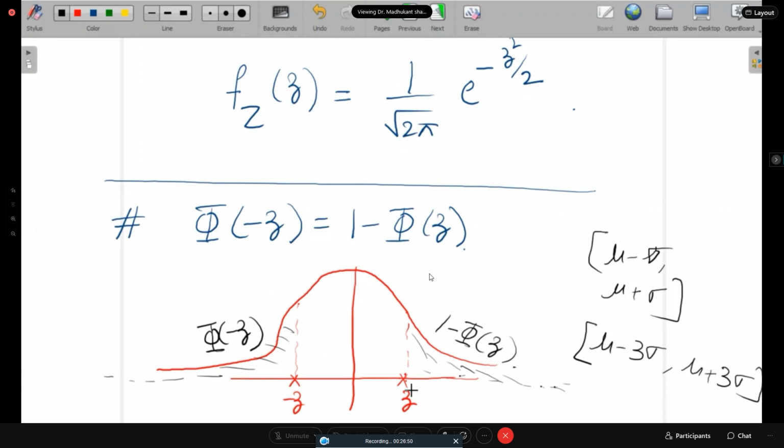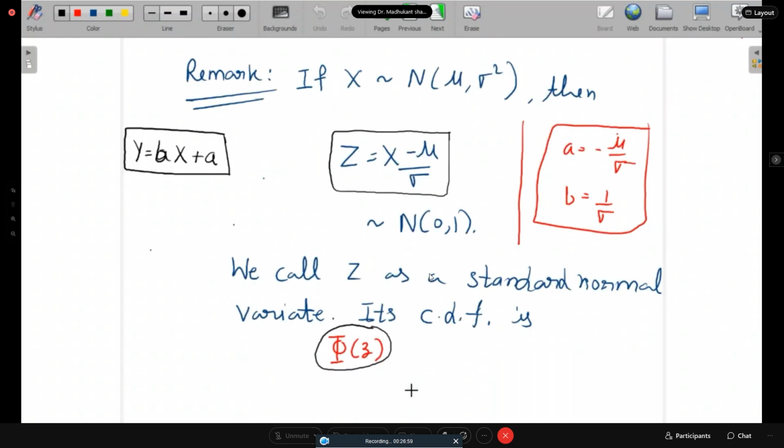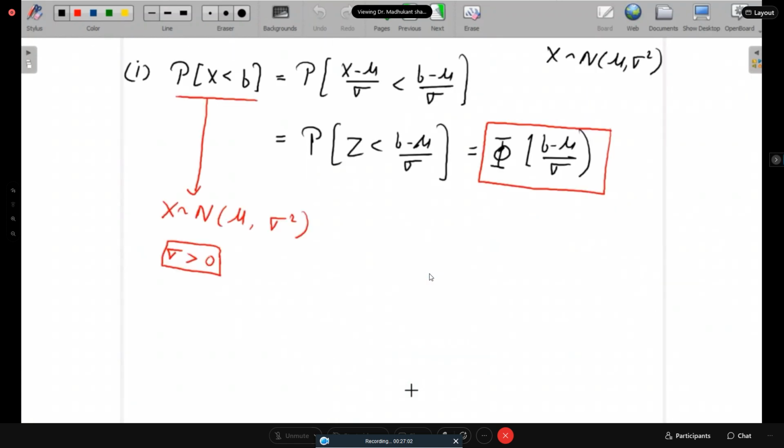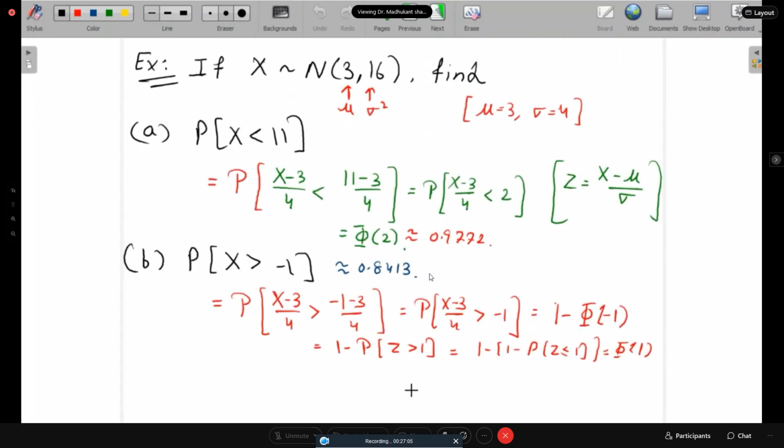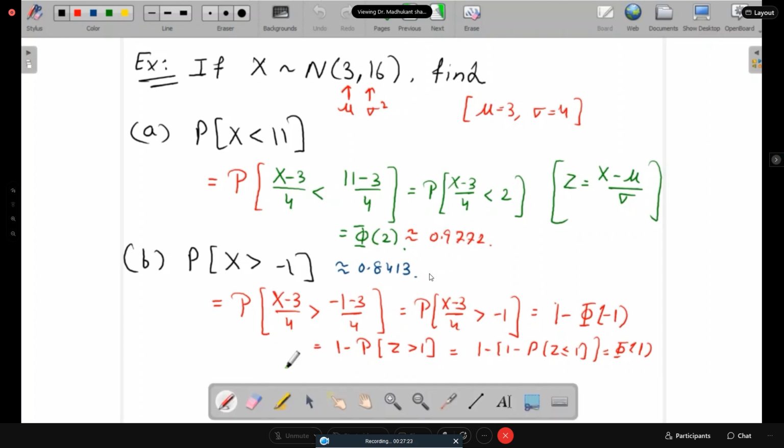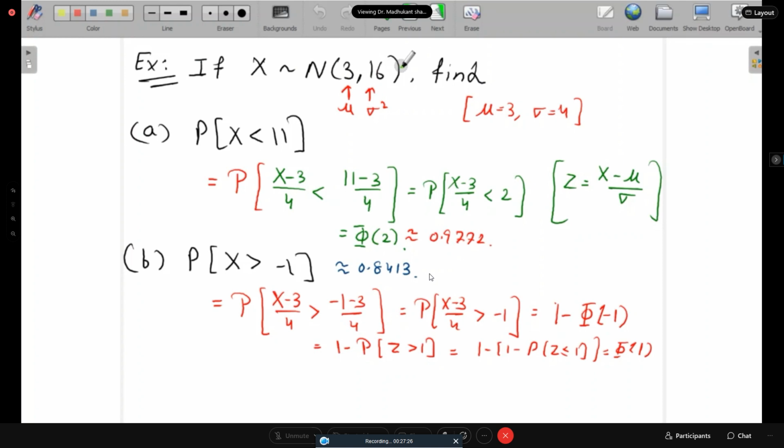So with all this, let's work out some examples. Let's take this first example, because now I'm going to demonstrate how to use the standard normal table. If x follows the normal distribution with mean 3 and variance sigma squared equal to 16.